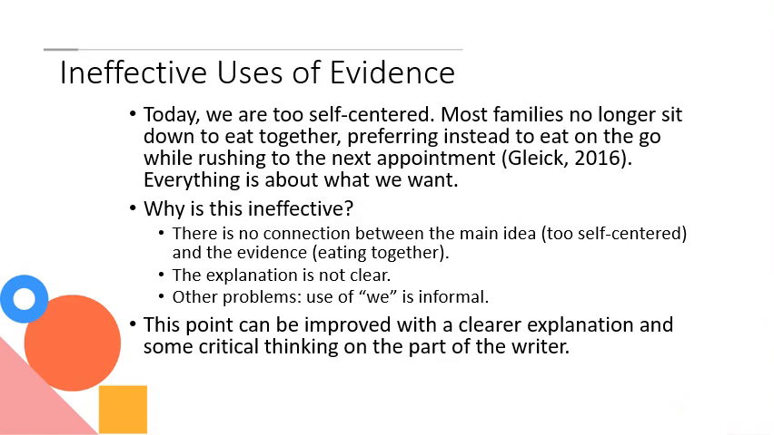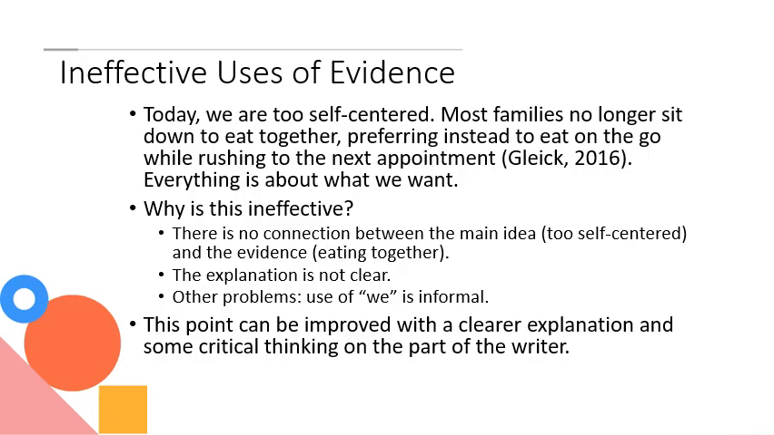So this is an example of an ineffective use of evidence. Today we are too self-centered. Most families no longer sit down to eat together, preferring instead to eat on the go while rushing to the next appointment. Everything is about what we want. This is not effective because there's no connection between the main idea, being too self-centered, and the evidence, eating together. There's no clear explanation of how those points are connected.